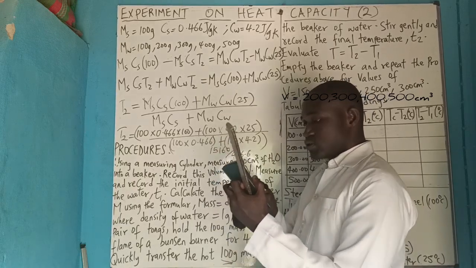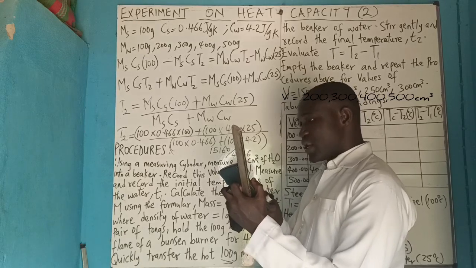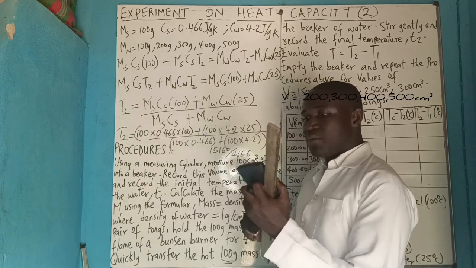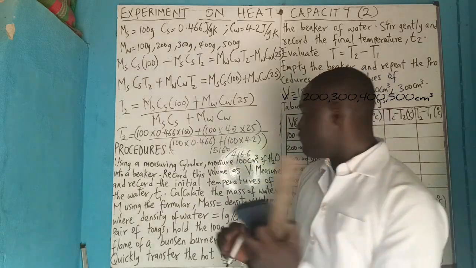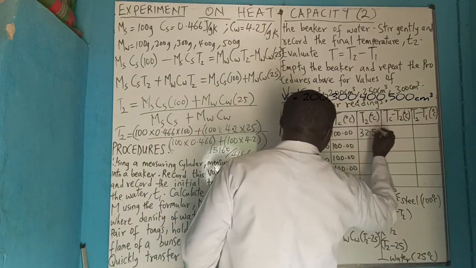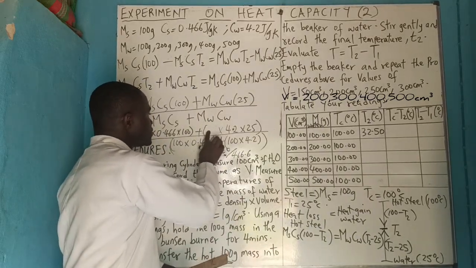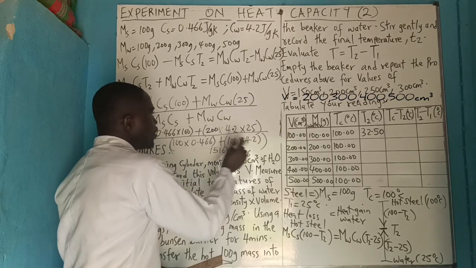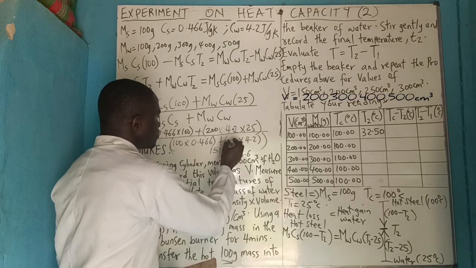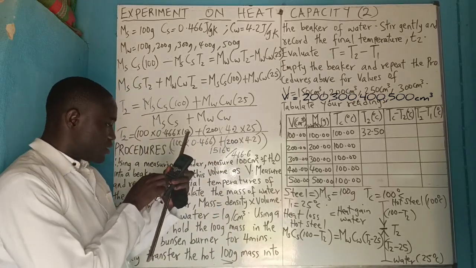So when I say 151,160 divided by 466.6, that will be giving you 32.5. Wow, this one is 32.50. We change here to 200 because the mass of water will now be changing. Change the mass of water to 200. We repeat the same process again.